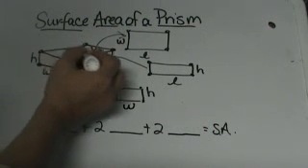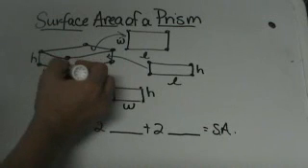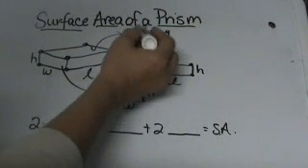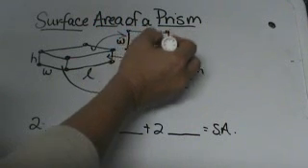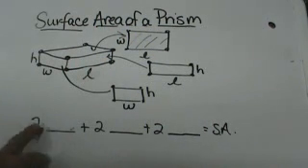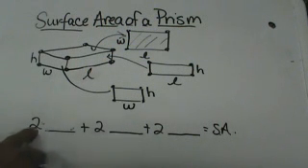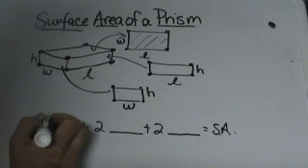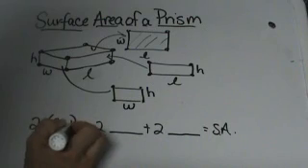Now remember, the top is the same surface area as the bottom. So when we find the length and the width, when we multiply that together to find this surface area, we're actually going to multiply it times 2 because we've got a top and a bottom. So I'm going to go down here and write 2 times the length times the width.